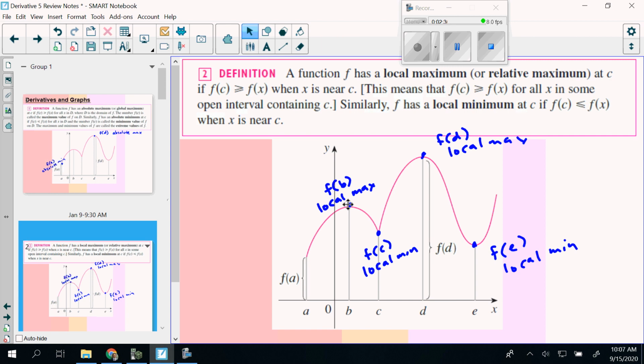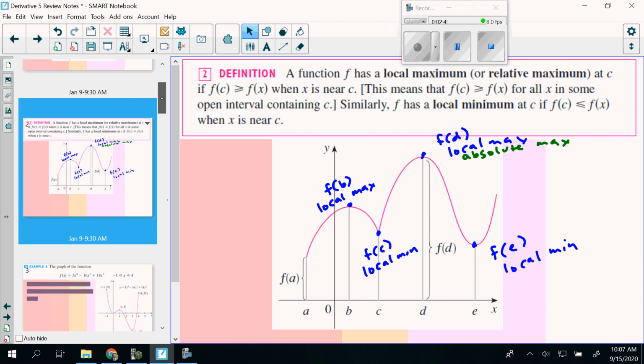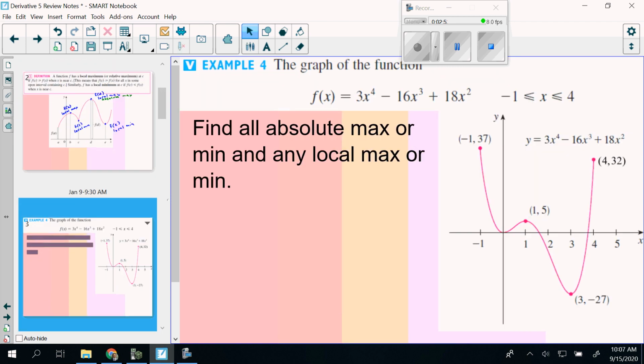Now remember, on the slide before we said that f of d was also an absolute max. You can be an absolute max and a local max at the same time if that local max also ends up being the highest overall point, or same thing with absolute min.